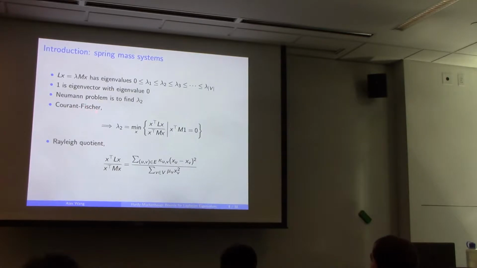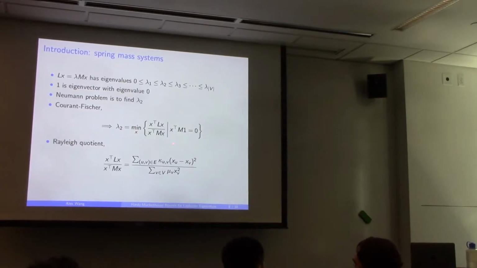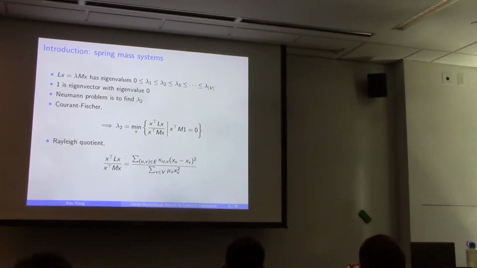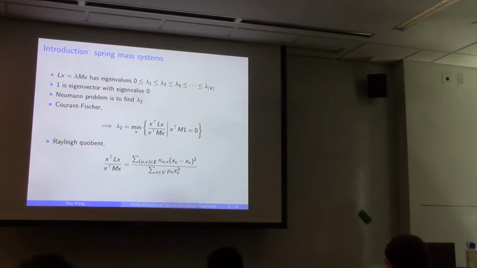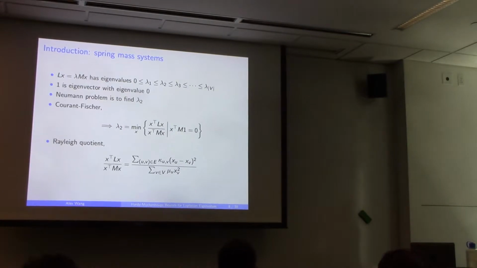So by Courant-Fisher, lambda 2 is going to be the minimum over x of this quantity such that x is M-orthogonal to your first eigenvector. In this case, we know that the first eigenvector is 1, so we can just plug that in here. So from now on, this is what we're going to think of lambda 2 as being. Lambda 2 is the minimum over x of this quantity, called the Rayleigh quotient, subject to this condition here. And I'm going to think of this as the boundary condition. Later on, we'll take this equation here and replace it with other constraints, and we'll do that to get a different version of an eigenvalue problem.